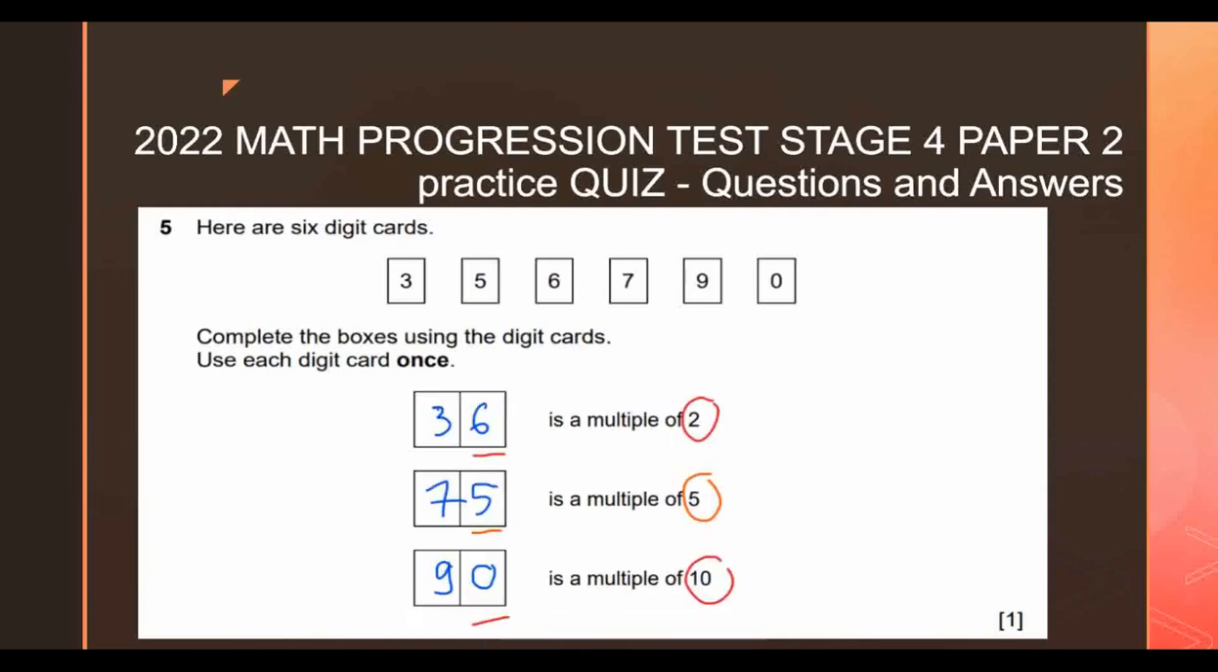Let's see the answer. So this is just an example of a correct answer. Multiple of 2 means the last digit should be even number. So we choose a 6 in here, the even number 6. And multiple of 5, it means the last digit should be 5 or 0. And multiple of 10, it means the last digit should be 0. So if this is 0, and we have to fill 5 in here to make a multiple of 5. And then for 2, we have to find an even number. The only even number left is 6.